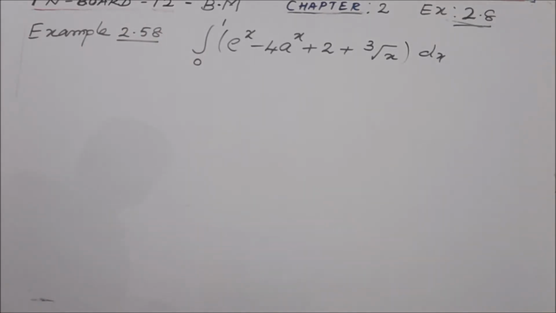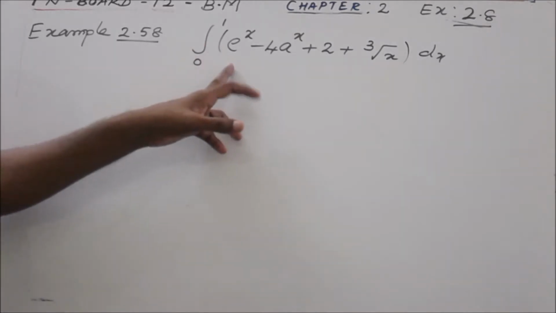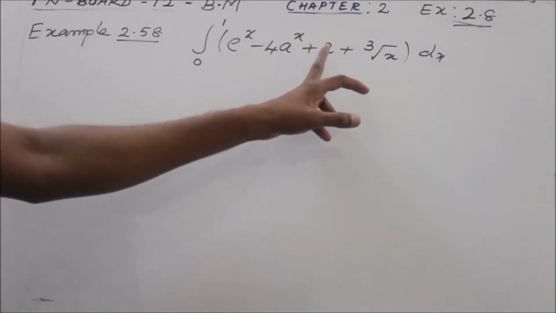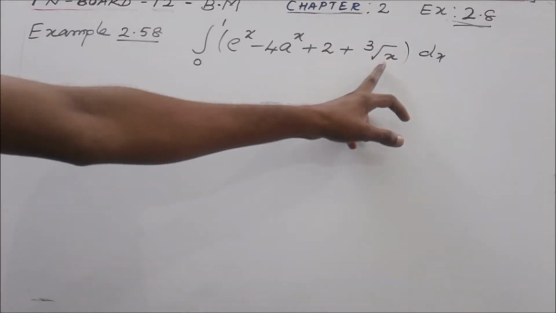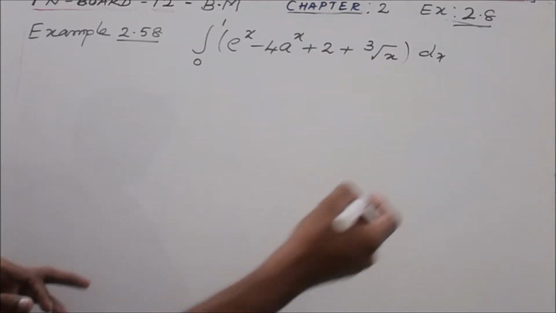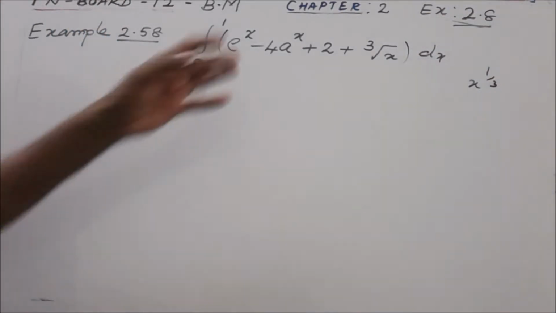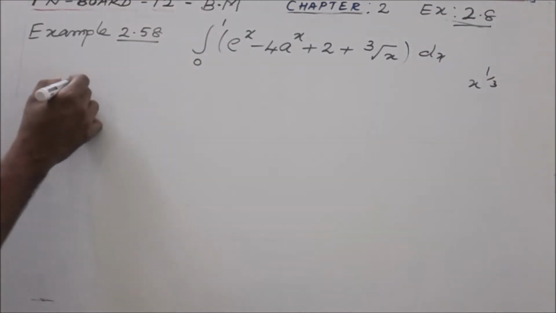We need not use any substitution. For e power x we have a direct formula, and for a power x we have a direct formula. For the integral of 2, which is a constant, we can directly integrate. Here cube root of x is x power 1 by 3, and we can directly integrate by the x power n formula. So I am applying direct integration here.